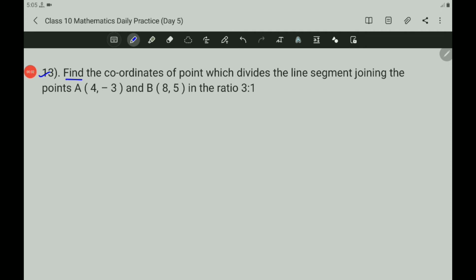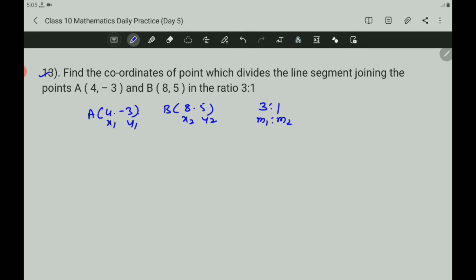Now the 13th question: find the coordinates of the point which divides the line segment joining the points A(4, minus 3), B(8, 5) in the ratio 3:1. Here you take that the 2 points A(4, minus 3) and B(8, 5) are joined to form the straight line AB, and that is divided in the ratio 3:1. Then you consider these are x1 y1, these are x2 y2, and these are m1 m2.